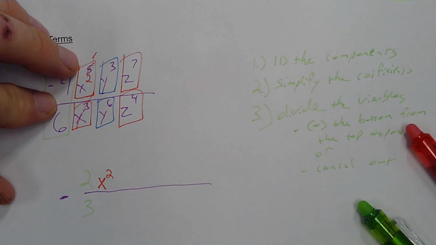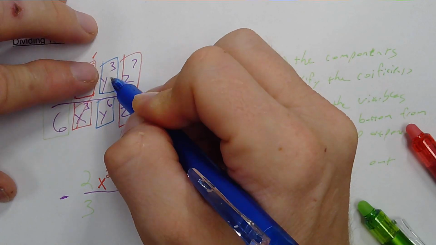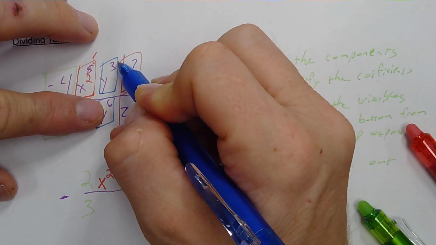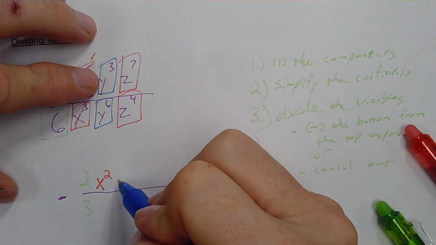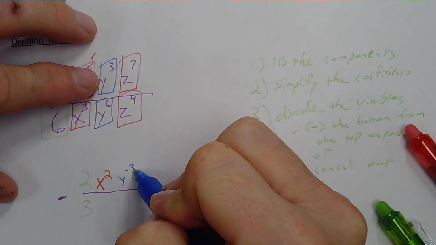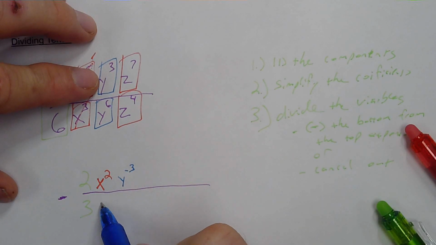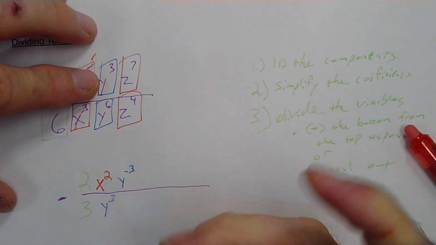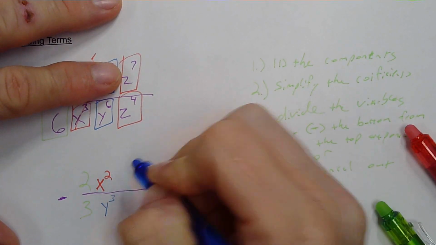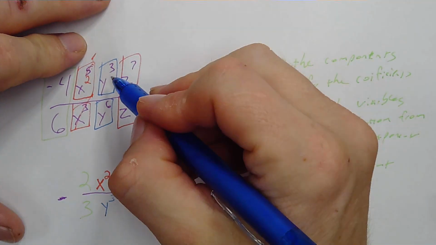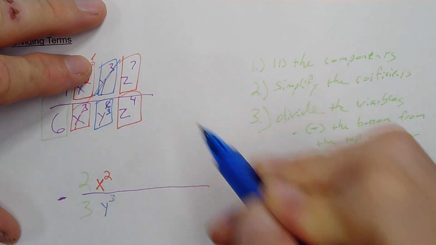Okay, then we have y. Y is going to be 3 minus 6. So it's going to be negative 3 on the top, right? Or you can say, okay, y is negative 3, and in order to change that to a positive, it has to go to the bottom. So y to the 3rd on the bottom. So that's one way to look at it. Or you can say, all right, 3 versus 6. 6 wins. This one has 3 left over.